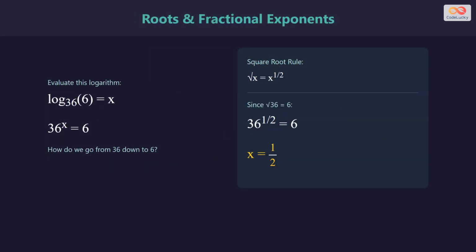Sometimes you will encounter roots. Evaluate log base 36 of 6. Rewriting this, we get 36 to the power of x equals 6. We know that the square root of 36 is 6. In algebra, a square root is the same as an exponent of 1/2. So, x equals 1/2.